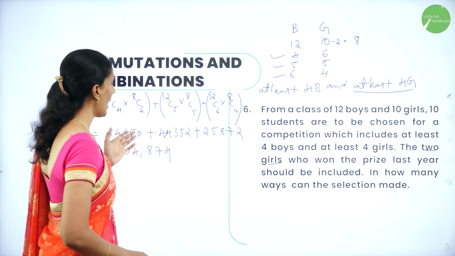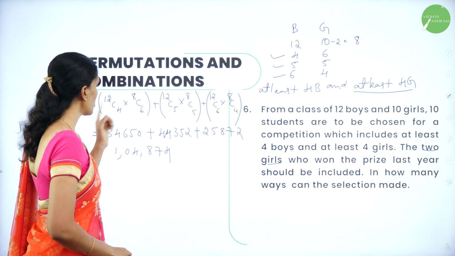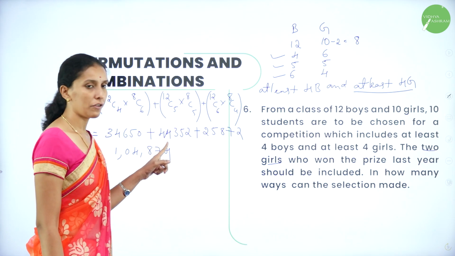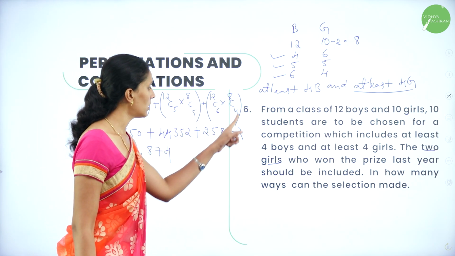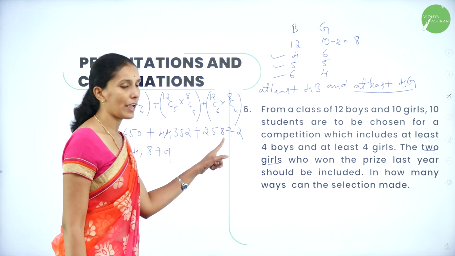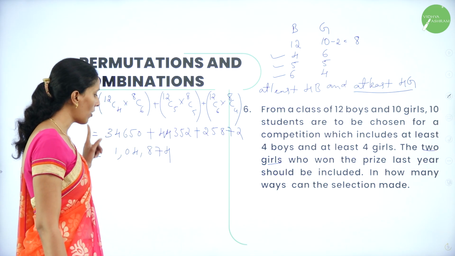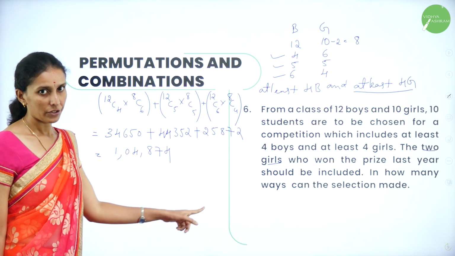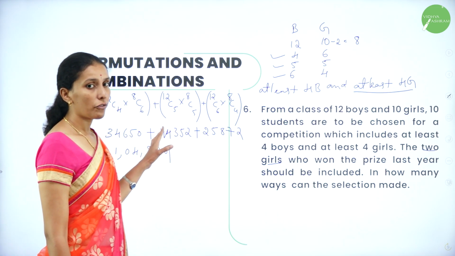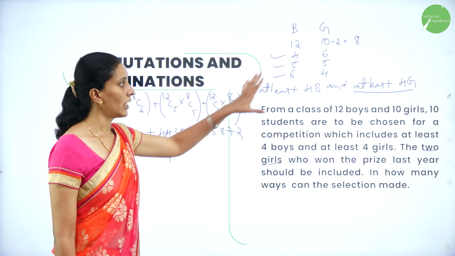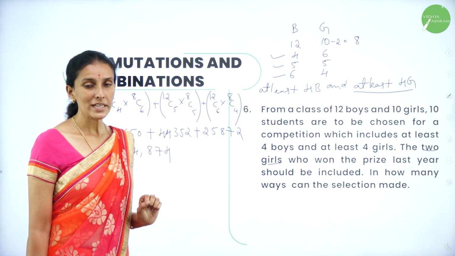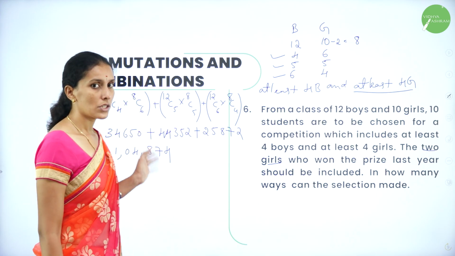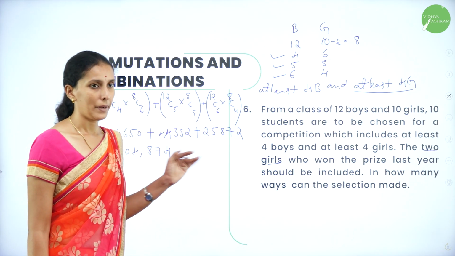So when you sum this up, what happens? Now this is how we have done. For this first selection, I'll get 34,650. For this combination, I'll get 44,352. And for this calculation, I'll get 25,872. When you add all those things, I'll get 1,04,874. This is the number of ways we can choose at least 4 boys and at least 4 girls for this question. So in this way, the selection can be made.